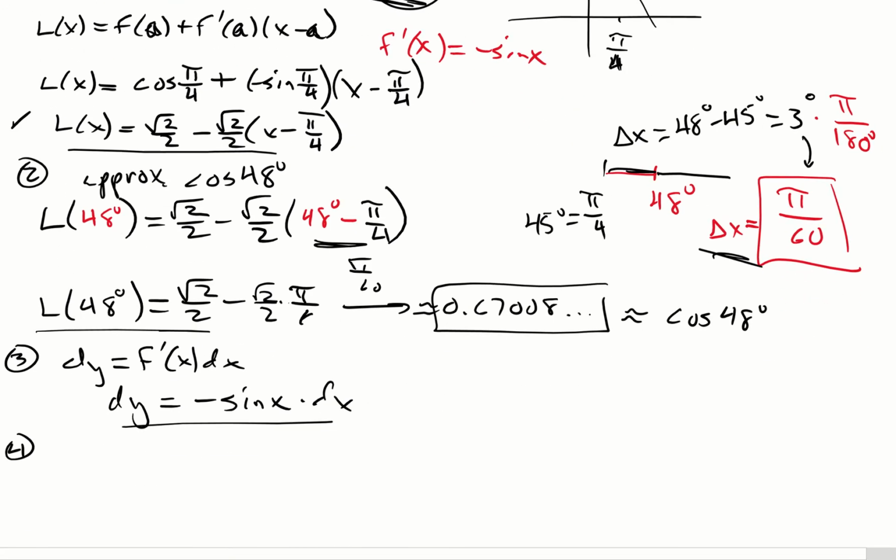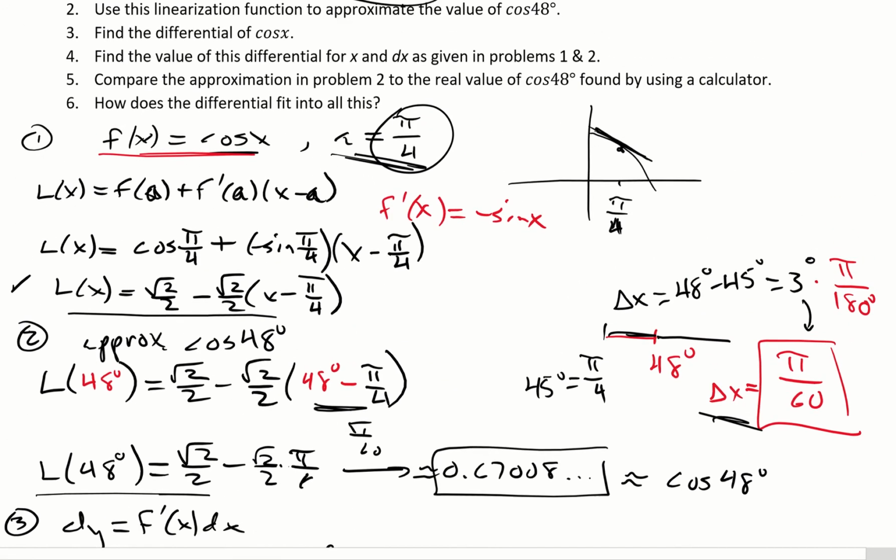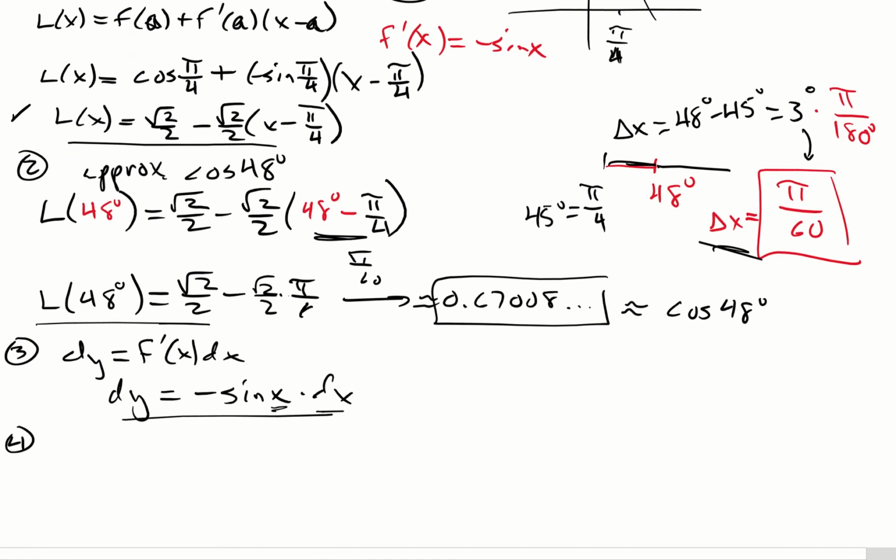Okay, there's two pieces to it. x is where you are situated, and dx is how much you changed. Let's see the next problem. Find the value of this differential for x and dx as given in problems 1 and 2.